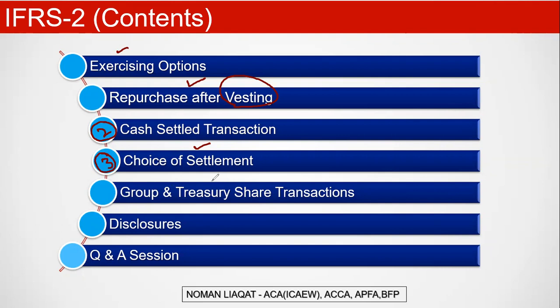Finally, we will be having a brief discussion on group and treasury shares transactions. There will be disclosures of IFRS 2, and finally, we will close our session on question and answer basically. So all of these are the contents for our IFRS 2, and we will discuss each of these in our detailed discussion basically.